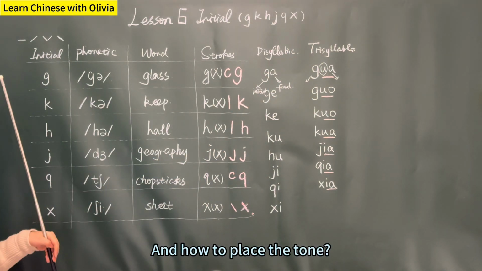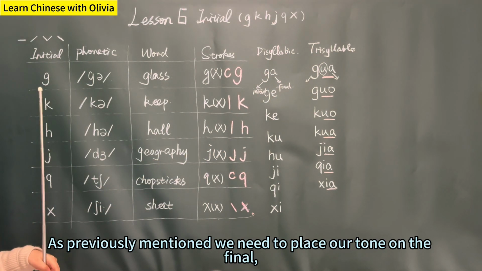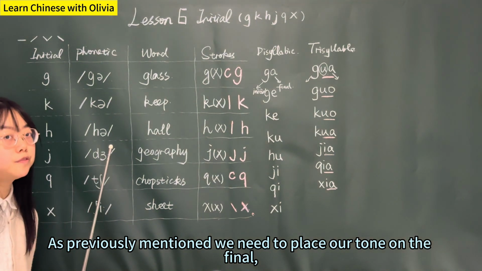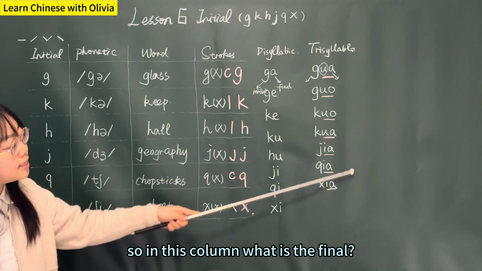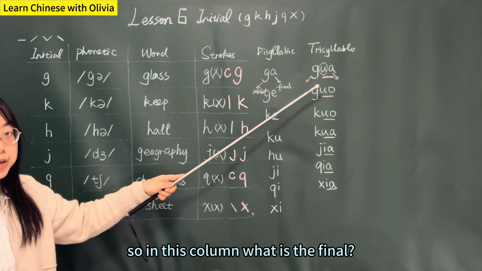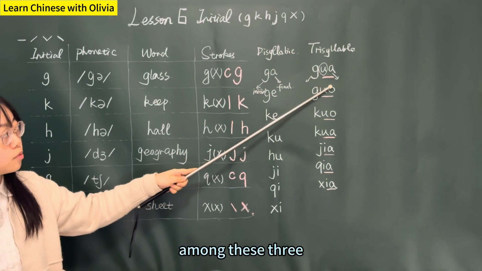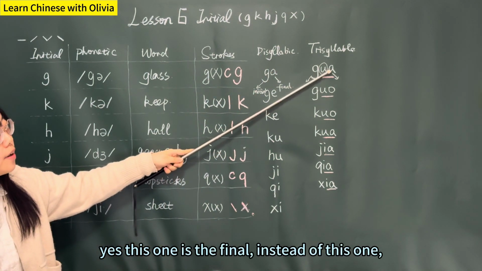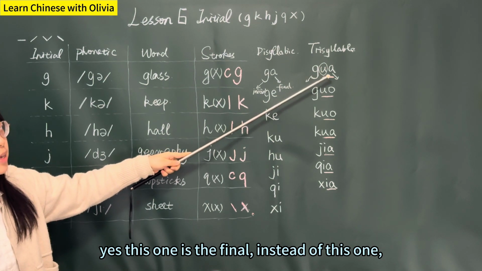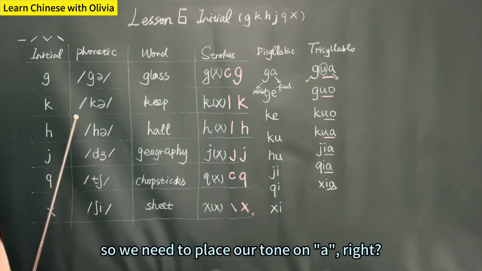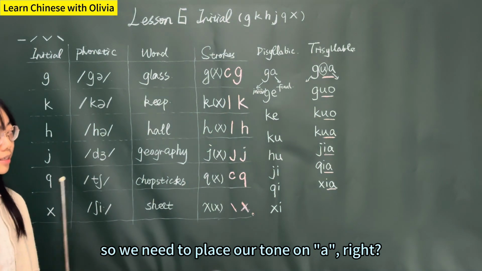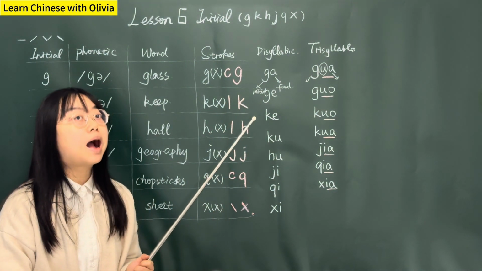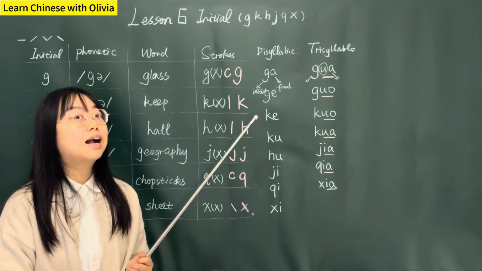And how to place the tone? As previously mentioned, we need to place our tone on the final. So in this column, what is the final? Among these three, what is final? Yes, this one is the final instead of this one. So we need to place our tone on a, right? So the first one we can get ge, wa, gua.